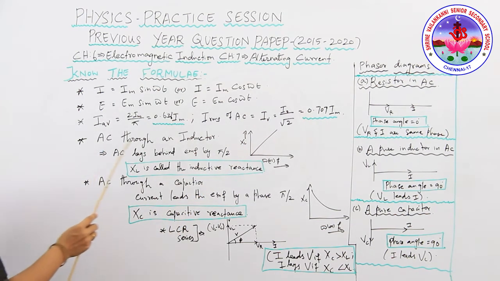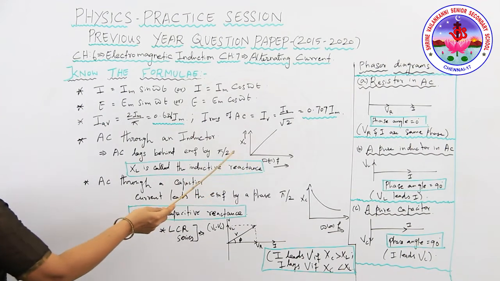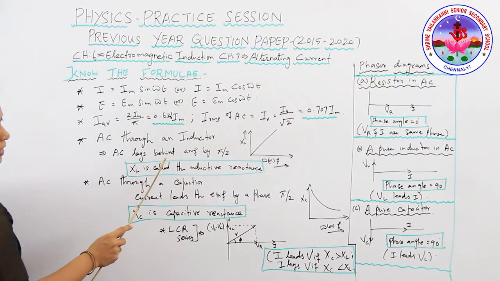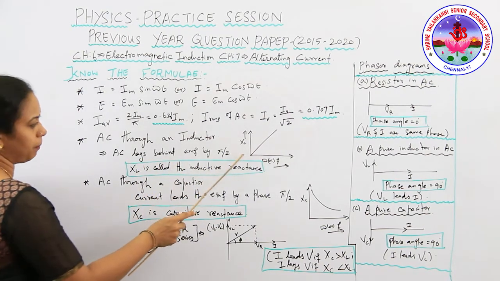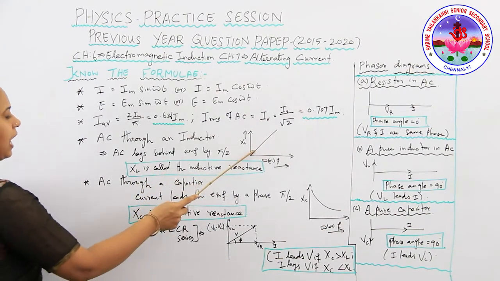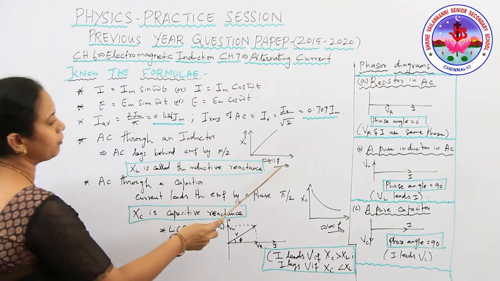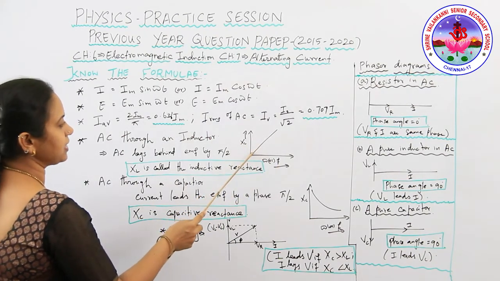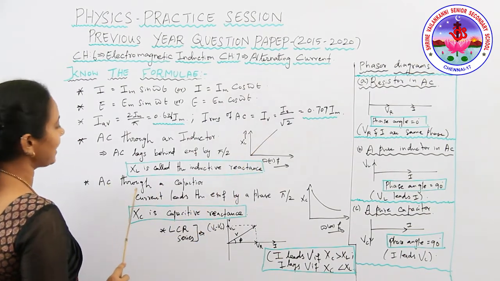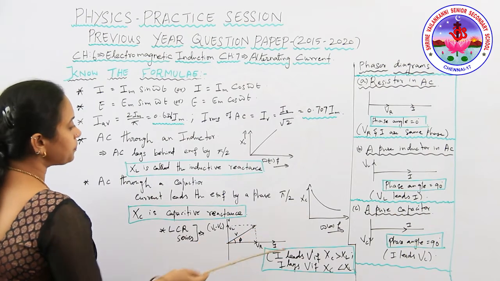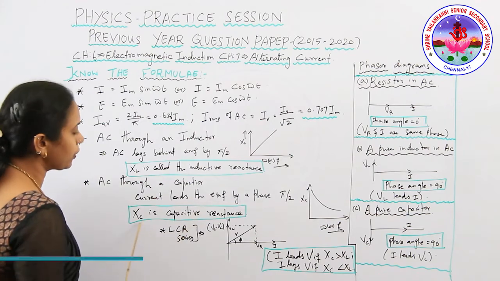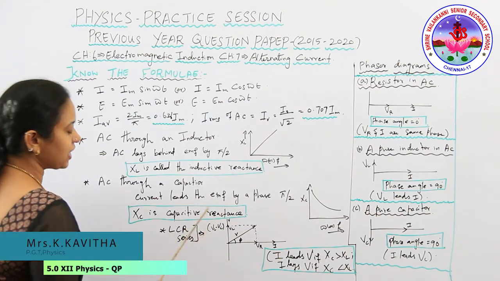Now we can see the AC through an inductor and capacitor, how the graphical representation will be. For AC through an inductor, the EMF will be ahead by π/2. XL is the inductive reactance, right. If you take the frequency and the inductive reactance, they will be directly proportional, so only a straight line came. Here AC through a capacitor will come. The current leads the EMF by phase π/2. XC is the capacitive reactance.